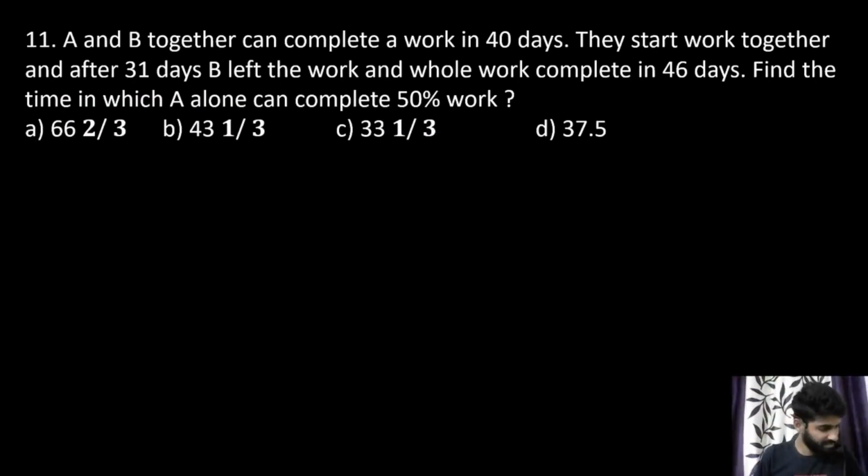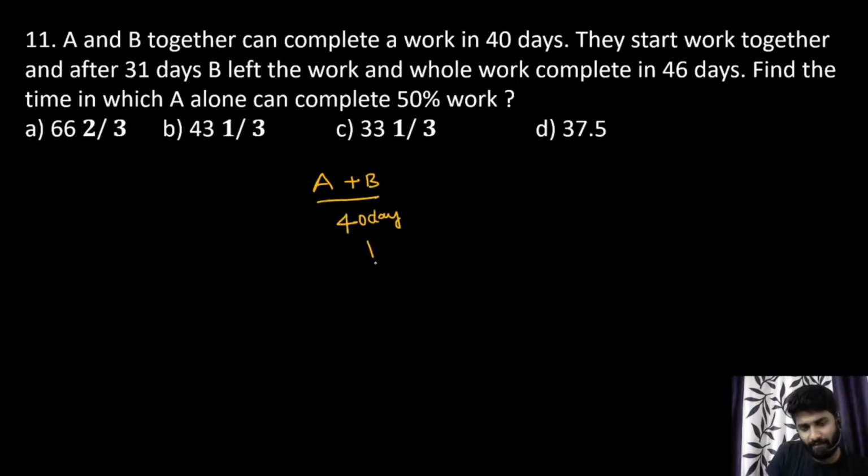Now see the next model of question. A and B together can complete the work in 40 days. They start working together. After 31 days, B left the work, and the whole work is completed in 46 days. Find the time in which A alone can complete 50% of the work. Clear? Let's see the first information: A and B together can complete the work in 40 days.